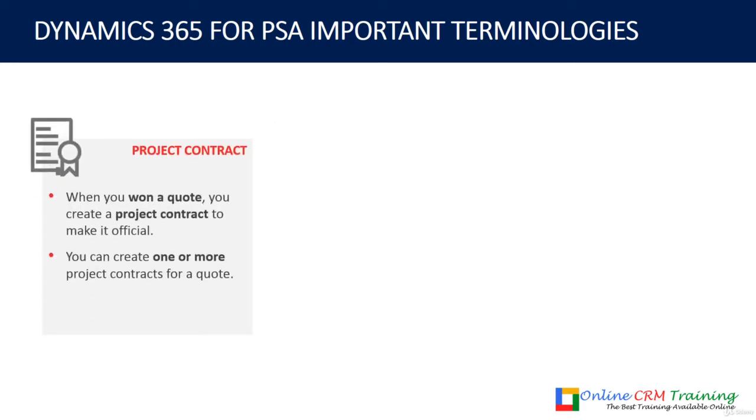Next important term is the project contract. Once you win the quotation, you create a project contract to make it official, right? A project contract is created when the customer has agreed to do business with you, right? And once they confirm, you mark the quotation as won, and it automatically creates a project contract.